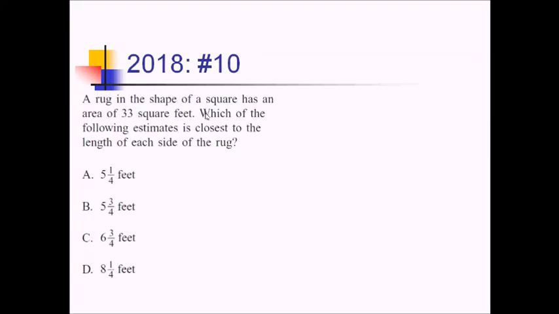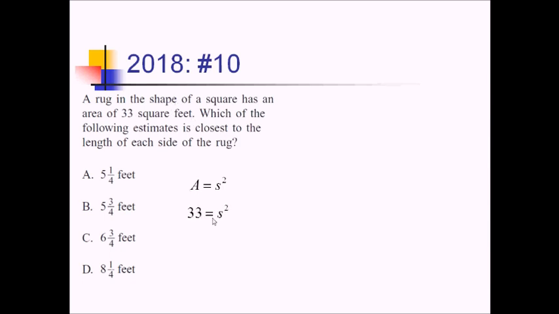For number 10, we have a rug in the shape of a square with an area of 33 square feet. Which of the following estimates is closest to the length of each side of the rug? So for this, we'll use our area formula for a square, A equals s squared. And we can actually plug in a number here. We were told that the area was 33.